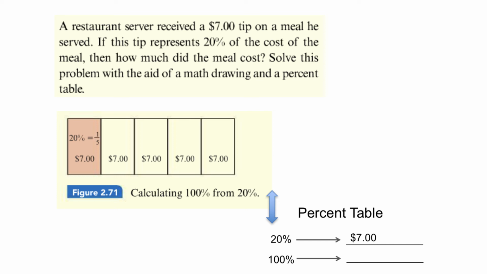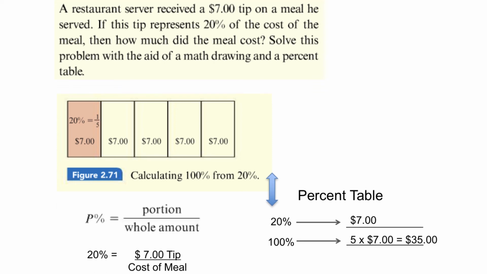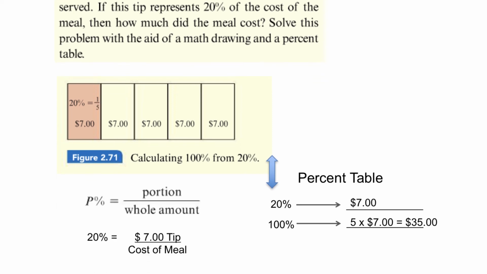And then we want to know the total cost of the whole meal. So there are 5 sections, each with $7 in it. So the total cost of the whole meal is $35. And if we go one step further, we can see with our final symbolic representation that we have a $7 tip out of a $35 meal equals our percent of 20%.